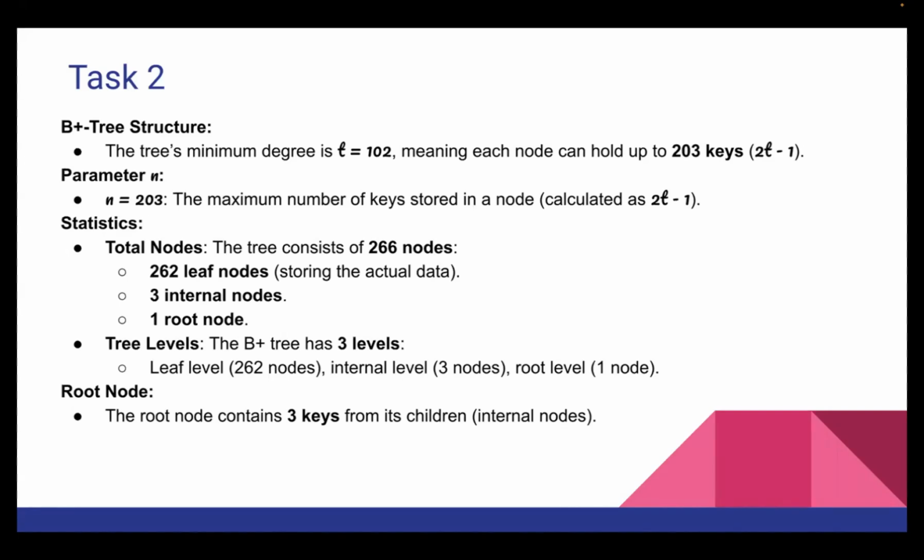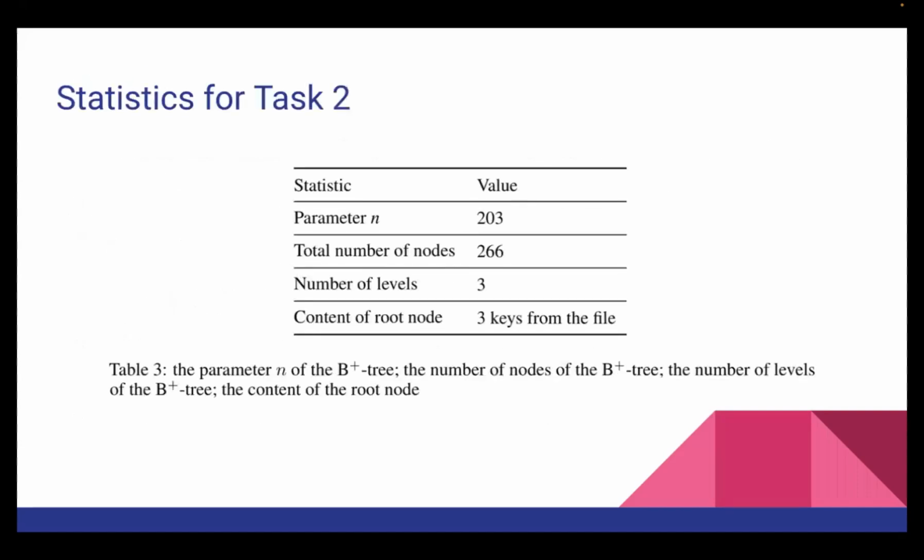Each internal node can have at least 102 pointers. Therefore, the number of internal nodes at the first level is 3. Since there are only 3 internal nodes in the first level, the second level will contain 1 root node. Therefore, in total there are 263 nodes, and the B+ tree has 3 levels. The root node will contain the first key from each of its 3 children. Since there are only 3 internal nodes, the root will contain 3 keys that guide the search process to the appropriate internal node. This table shows the result of task 2.